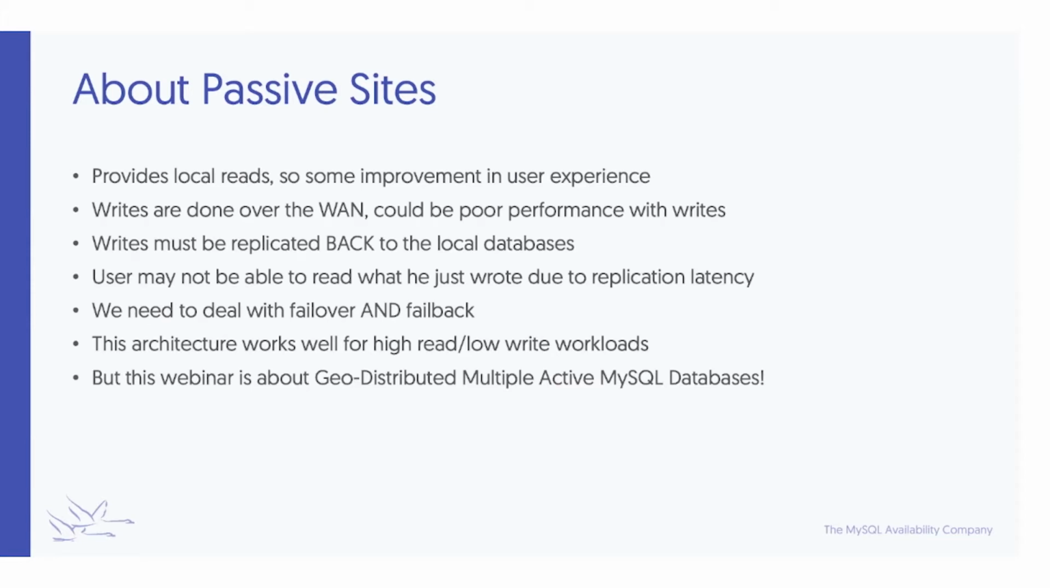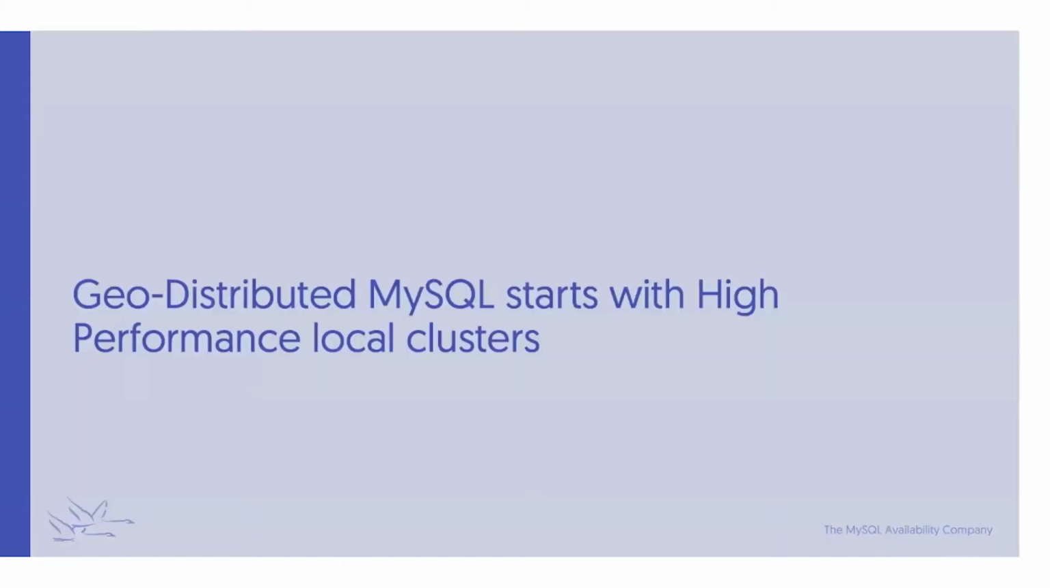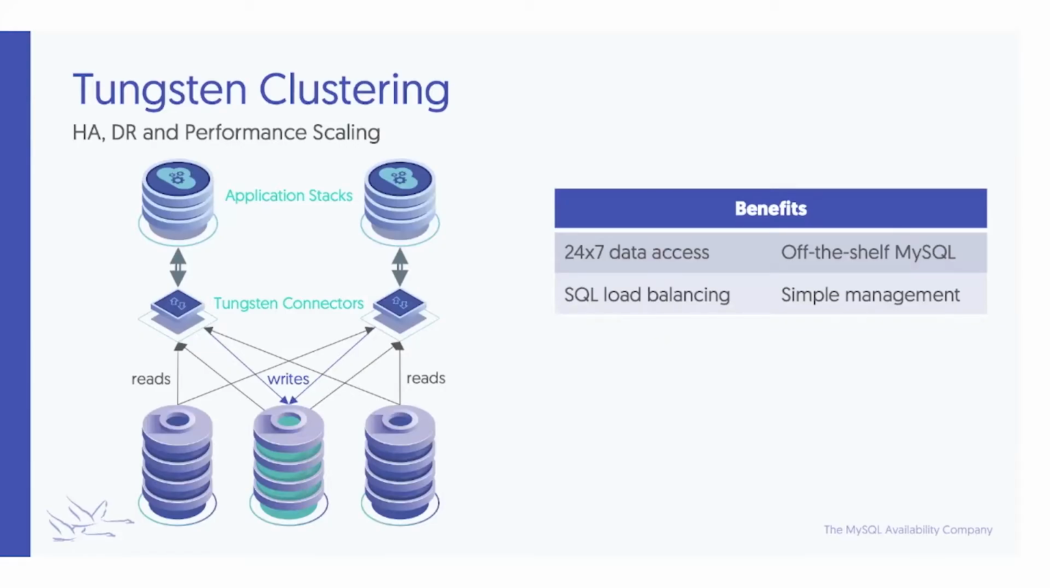But really, what we want to talk about here is geo-distributed multiple active MySQL databases. So let's get on to that. To do this, what we first need to do is build a high performance local cluster. And here at Continuent, we use Tungsten Clustering for that. We use Tungsten Clustering to build the local cluster with HA and performance scaling.